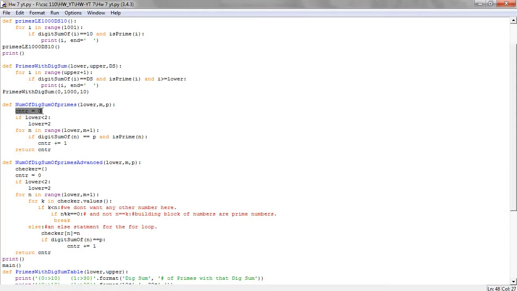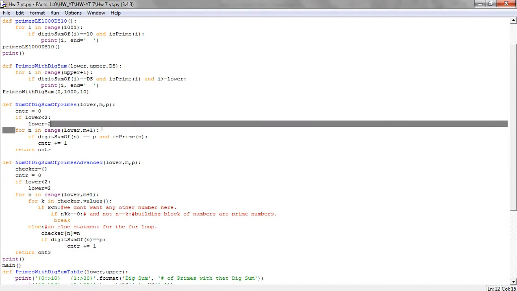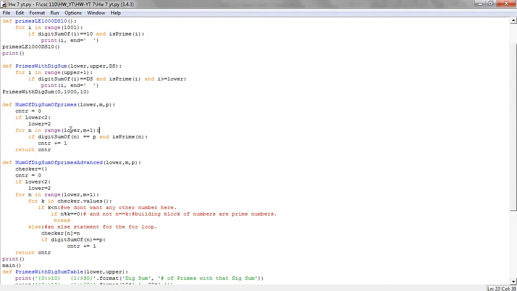Over here I have a counter. I'm setting it to 0. So I have a loop going on here, for n in range(lower, m + 1), where m is the upper limit. So I have two conditions to satisfy, which are digit sum of n equals p, and is prime of n. And if both these conditions are satisfied, the counter will go up.